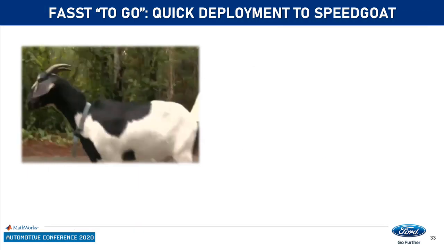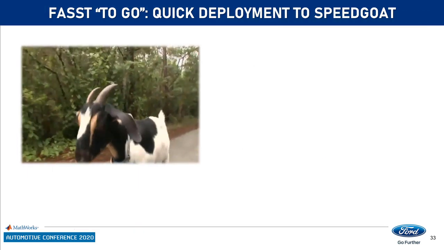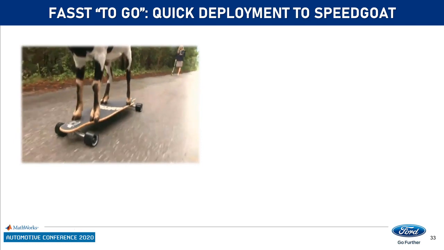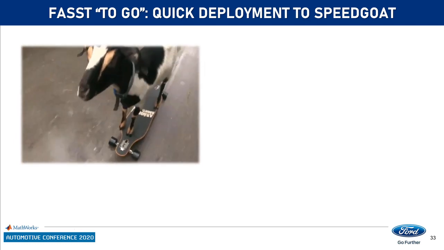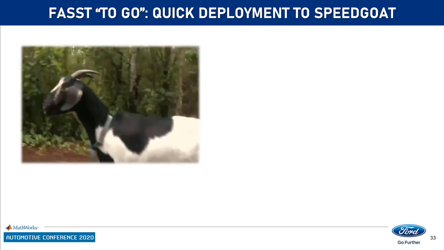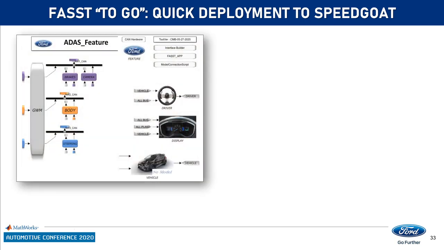Speaking of HIL, the last thing I want to leave you with is an exciting new capability we have that I call Fast to Go that is powered by Speedgoat. No, not this kind of Speedgoat, although I'm happy the skateboarding goat did make the Guinness Book of World Records. Rather, working with several of the MathWorks folks, we've developed a quick-click solution to offload heavy and slow implementation models to the Speedgoat real-time hardware platform.